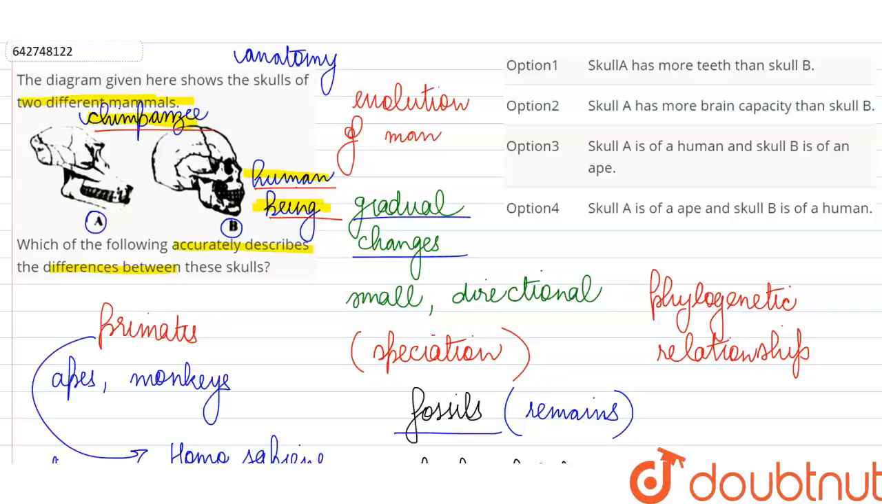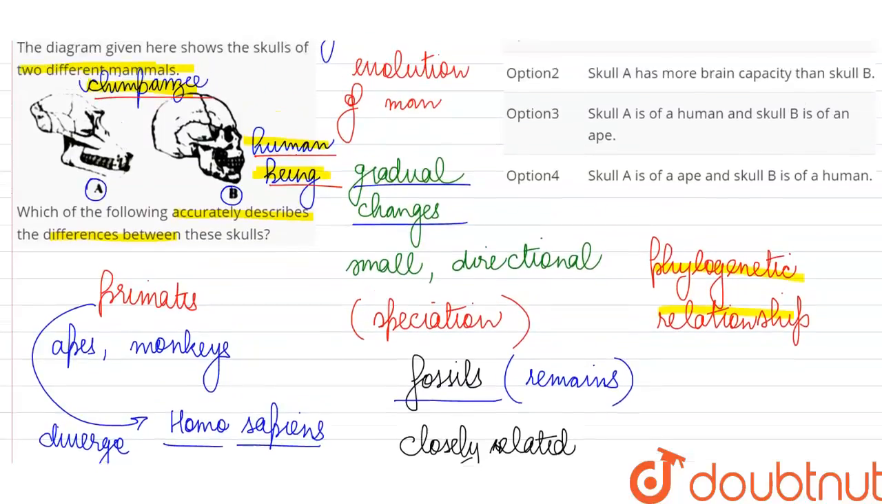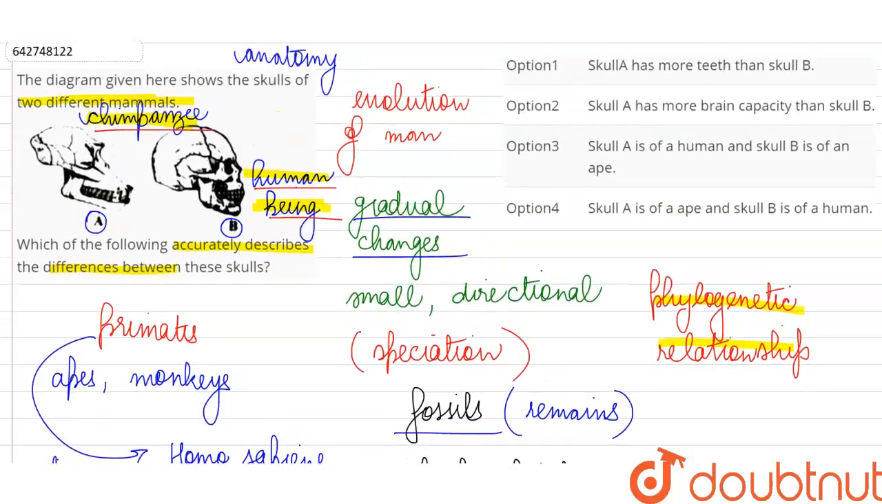So after looking at the anatomical similarity between these two structures in the diagram, we can confirm that there is some kind of phylogenetic relationship between these two organisms, between these two animals, and therefore it acts as an evidence for the evolution of man from primate ancestors. So over here we are going to say option D is our correct answer. Skull A is of an ape, that is the chimpanzee, and skull B is of a human.